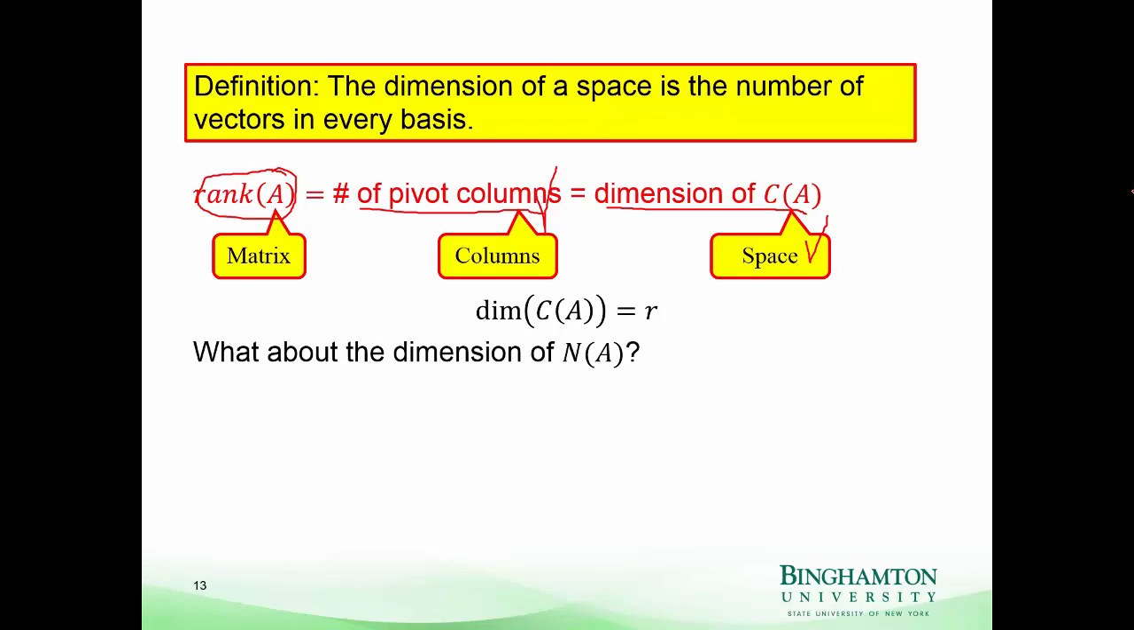What about the dimension of the null space of A? I think we've mentioned this in the past, and we'll explore it even more. It's the number of free variables. The number of free variables is n minus r, where r is the rank of the matrix. This was just laying some groundwork for some terms and concepts that we'll be using throughout the rest of the course.